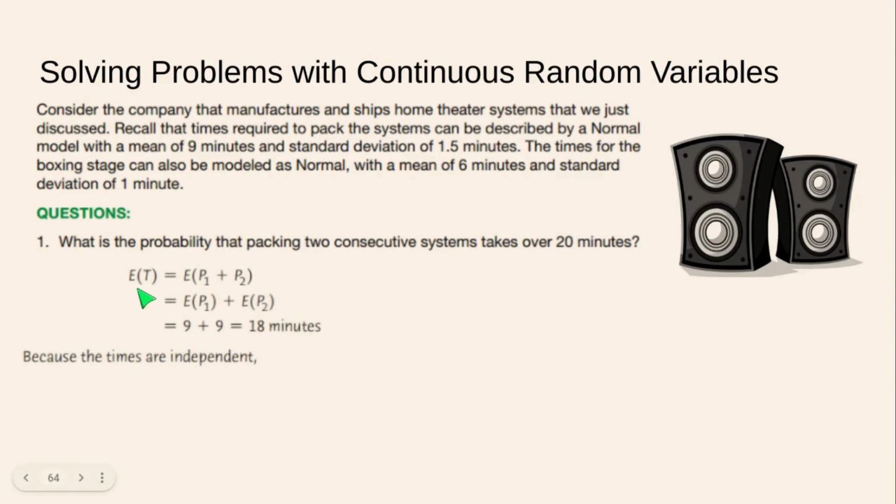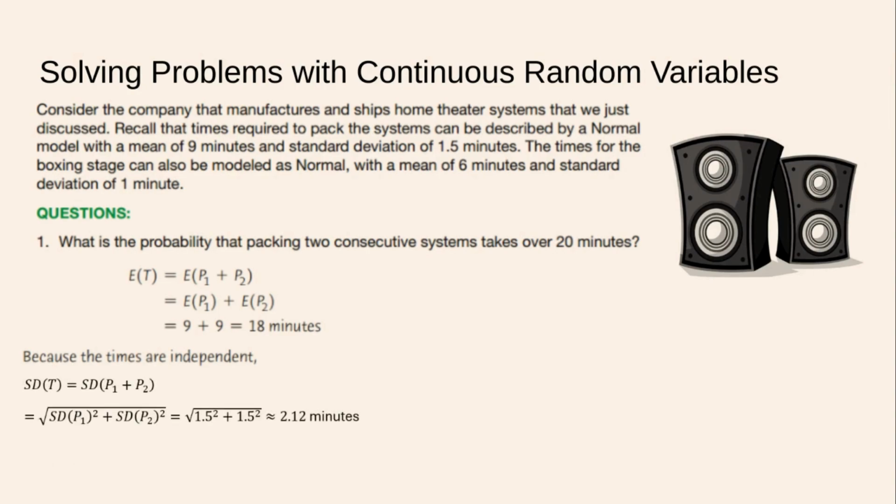All right, so moving on, here's the actual problem-solving part. The expectation for the total time is the expectation of the sum of the packing times, which is the sum of the expectations for each packing time, 9 minutes each, as the problem says, makes for 18 minutes. Because the times are independent, we're able to find the variance and standard deviation.